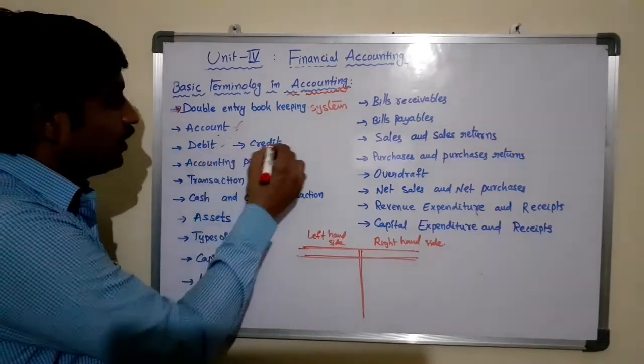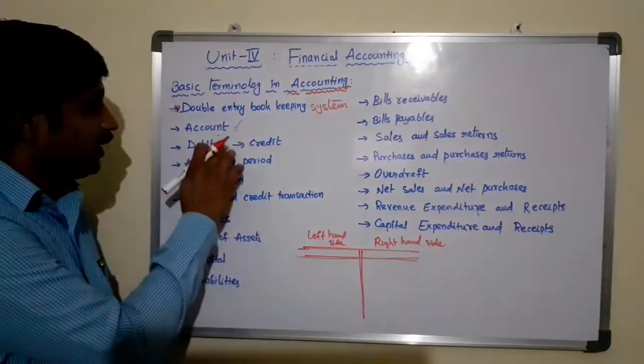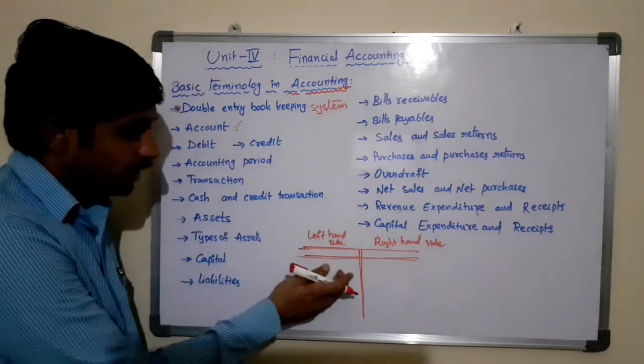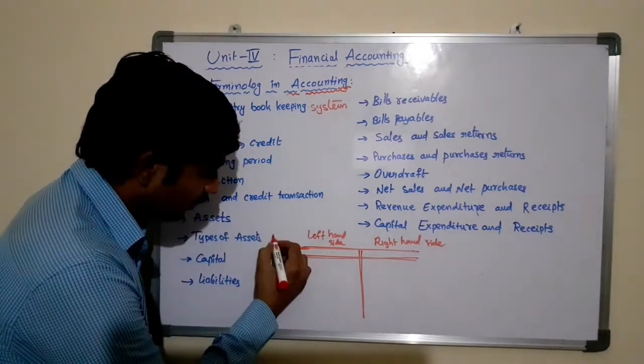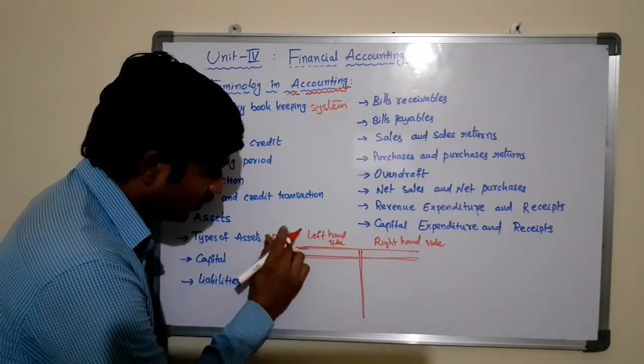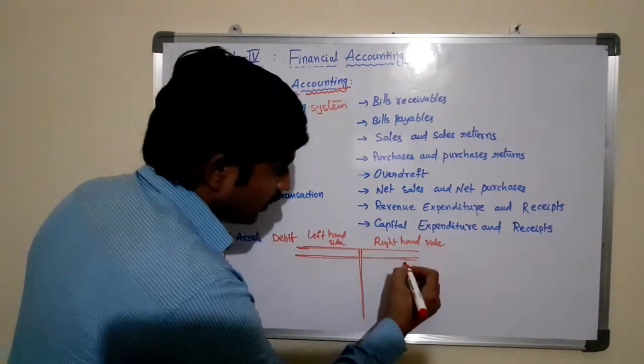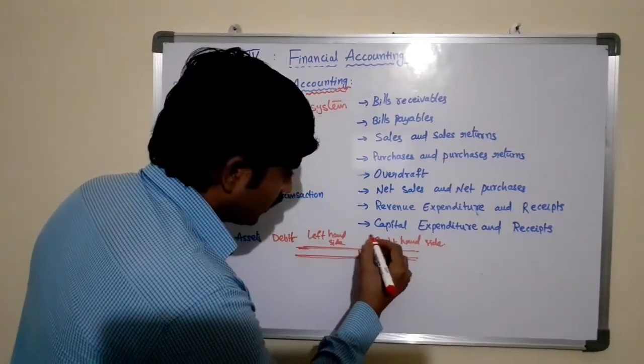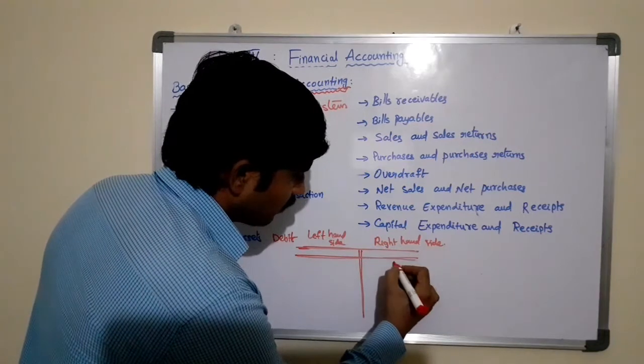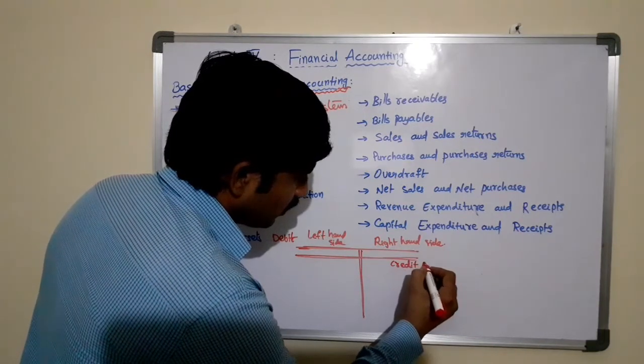And what is debit and what is credit? The left hand side of the account is called debit. This is the debit column. The right hand side of the account is called credit. This is the credit column.